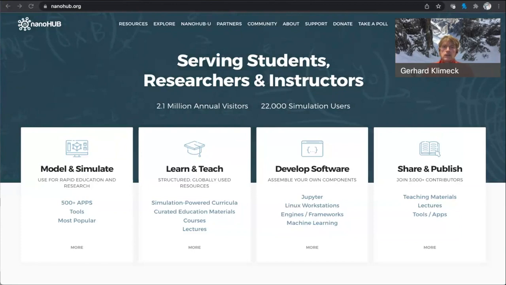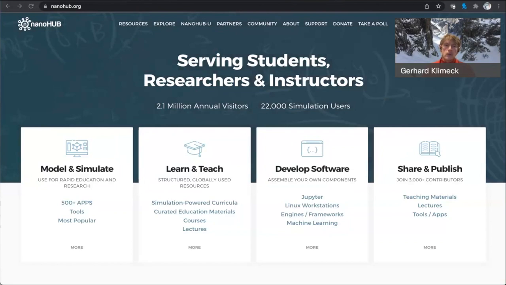NanoHub.org is really serving students, researchers, and instructors. We have quite a following globally, over 2.1 million annual visitors. And we really try to do four things. We want to enable people to model and simulate. That is really our core competence. And we have over 500 apps that are relatively easily usable. We have more complex tools that we host as well. And you can see there's a listing of most popular items on the homepage too.